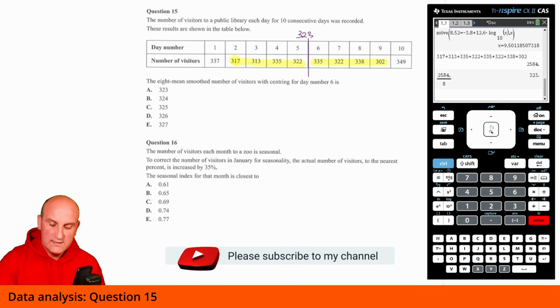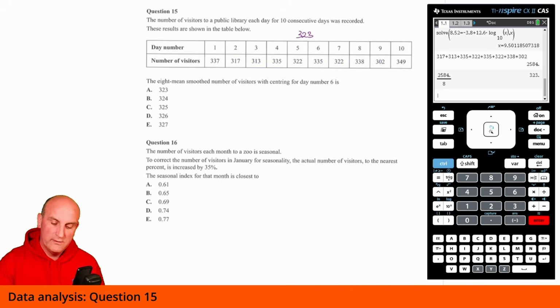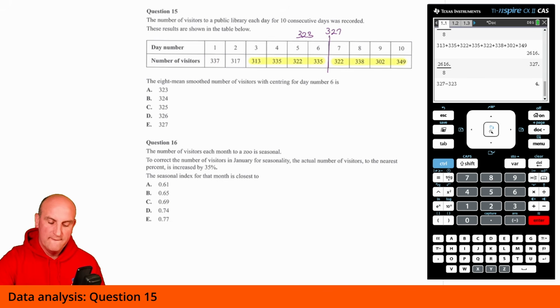So 323. And what I'm going to do is delete all of that, and I'm now going to center on the other side. So again, I want 4 on the left of that line, and I want 4 on the right. Now, a shortcut is to copy all that down. I'm going to add on 349, scroll to the left, and take away those values there. So that's the sum divided by 8 to give me the mean. Gives me 327. So 327 minus 323 gives me 4.